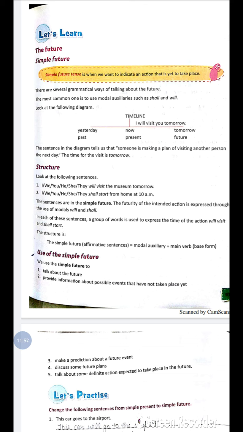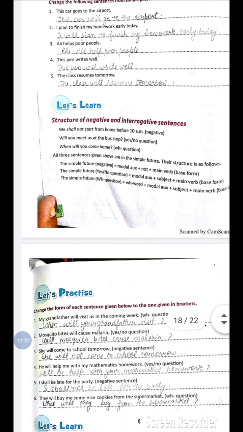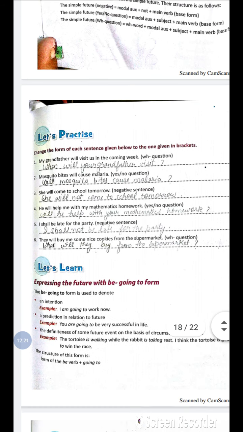Uses of the simple future: to talk about the future, provide information about possible events that have not taken place yet. Next is structure of negative and interrogative sentences. We shall not start from home before 10 a.m. Negative sentence. And will you meet us at the bus stop? Yes or no question. When will you come home? WH question.